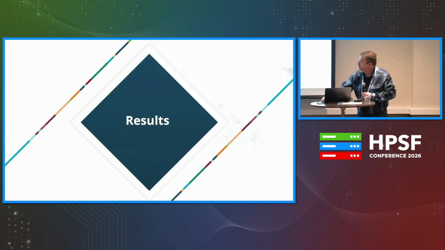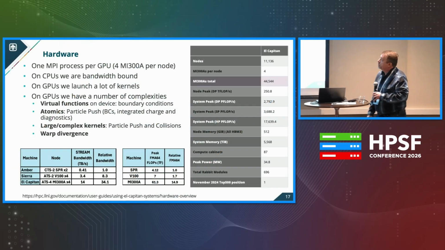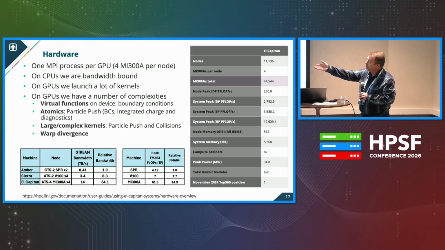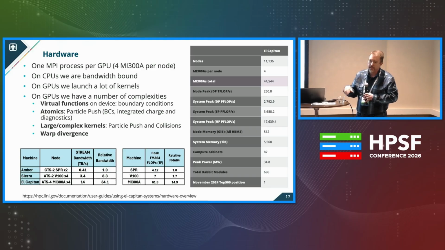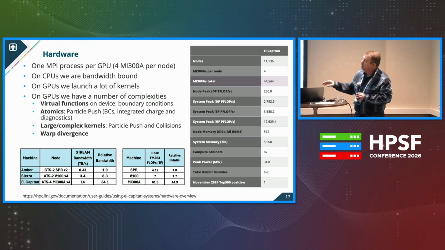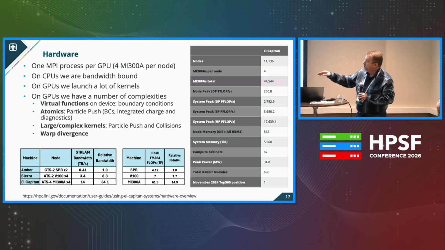So let's look at some results here. The hardware comparisons we're going to do, there's 3 machines. The base machine, we ran on Amber, it's CTS2, so that's dual socket Sapphire Rapids. That's our baseline capacity machine. Then we have ATS2, this is Sierra. ATS2 was 4 NVIDIA V100 chips per node. And now we've got El Capitan, ATS4, that is 4 MI300As per node.